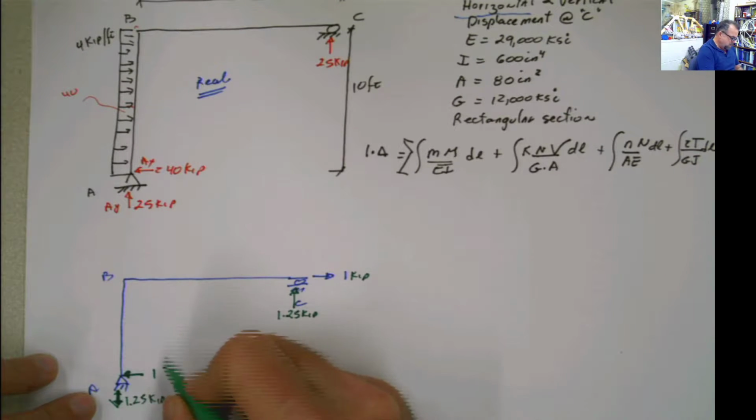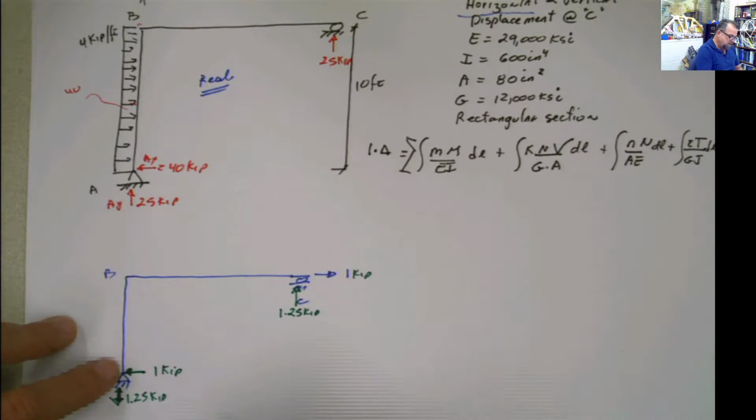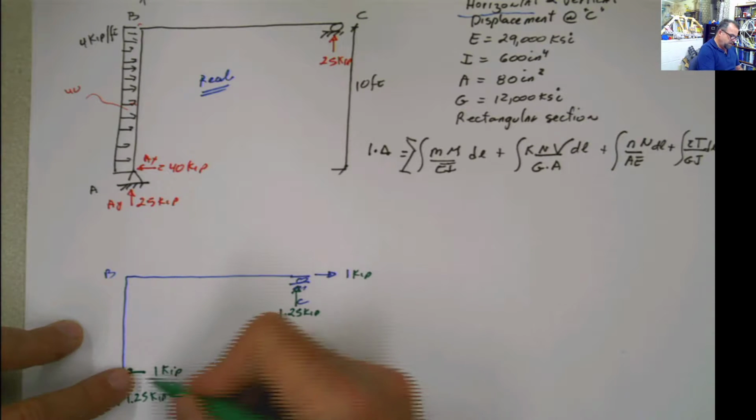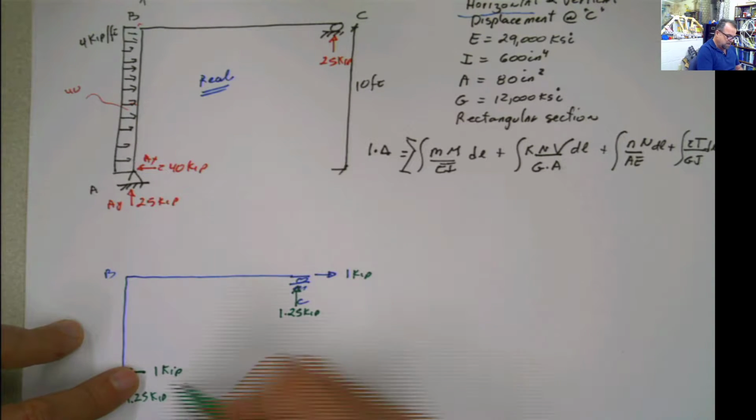You don't want to do it like that. It's okay, don't do it like that. Then do summation of forces in x equals 0. 1 minus Ax equals 0, Ax equals 1.